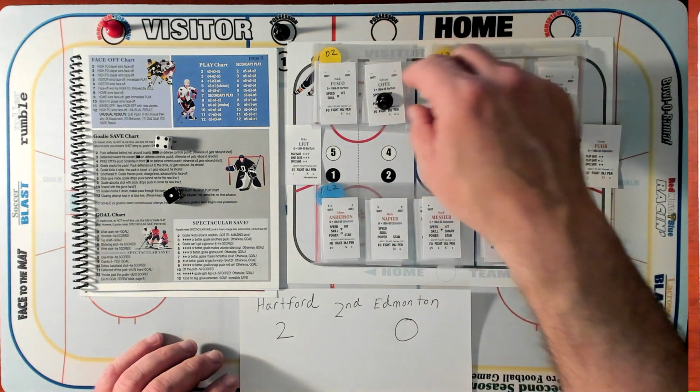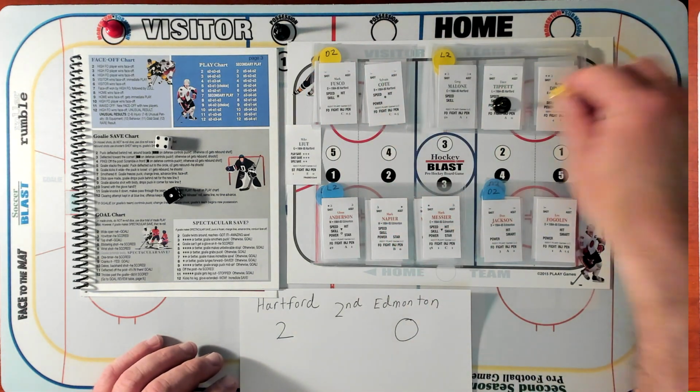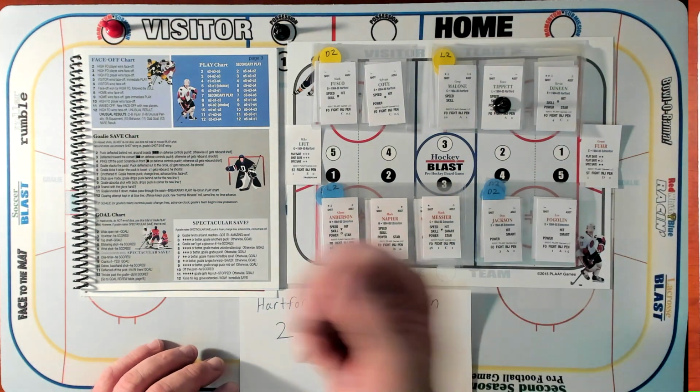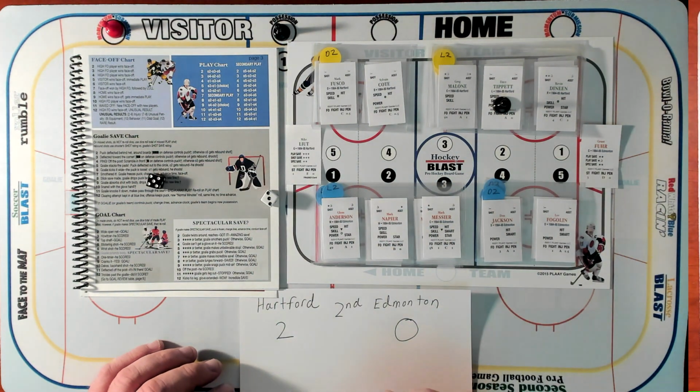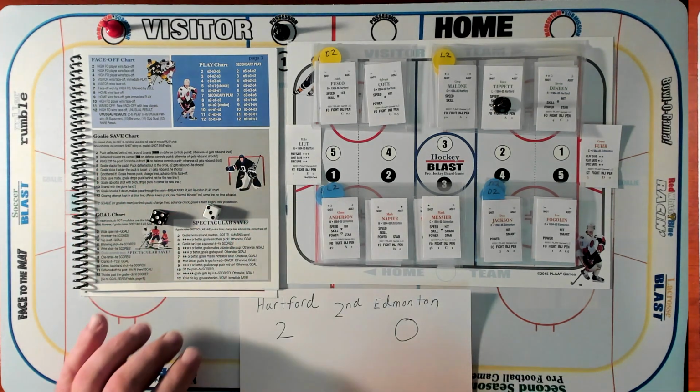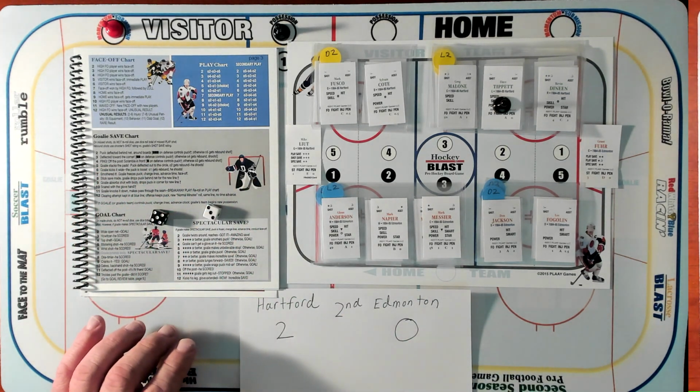0-2 gets a rebound shot, so we get a rebound shot for Tippett. And he has a scissors, so that's a 0. Because a 1, and you round it down. 8, stick made save, goalie drop pucks behind the neck, new line. So a missed shot for Hartford, and we change lines.